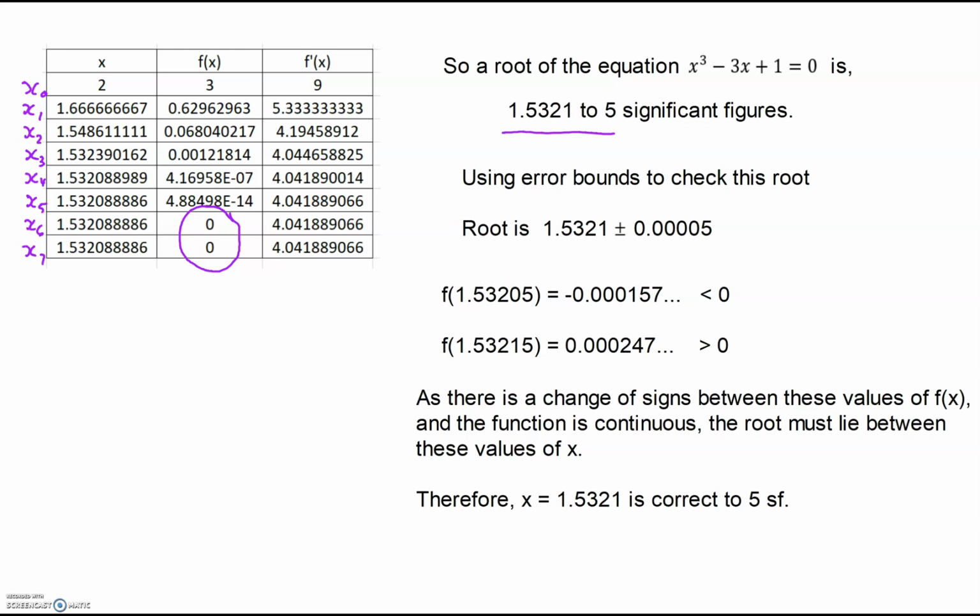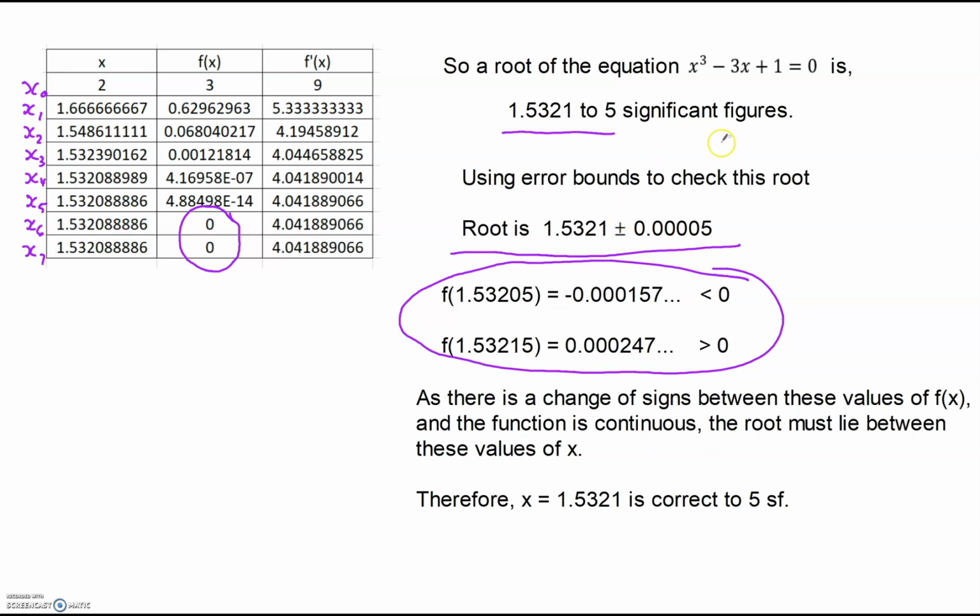As we've done before, we're going to give error bounds, and we're going to use those error bounds to confirm that we have a change of sign. There is indeed a change of sign, and so we can say that x equals 1.5321 is correct to 5 significant figures. And it's not taken many iterations.